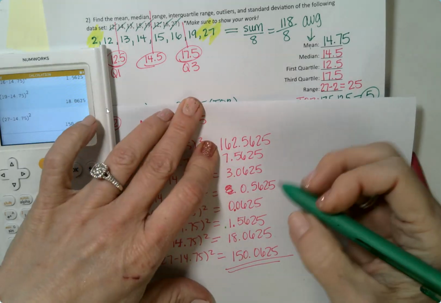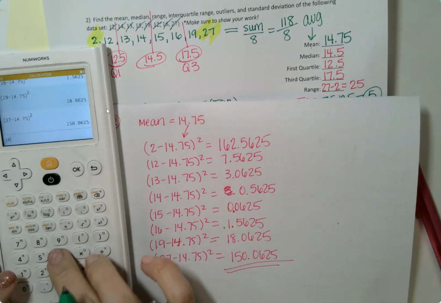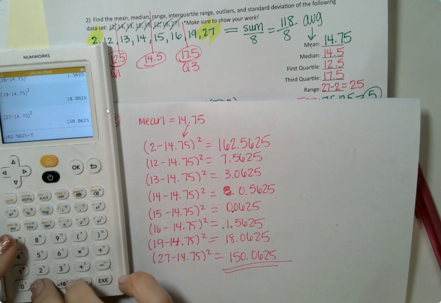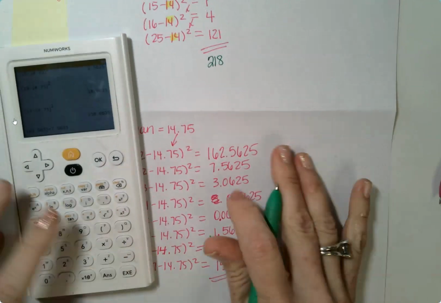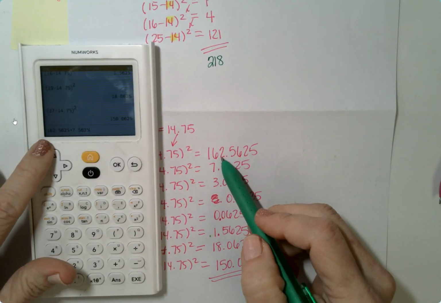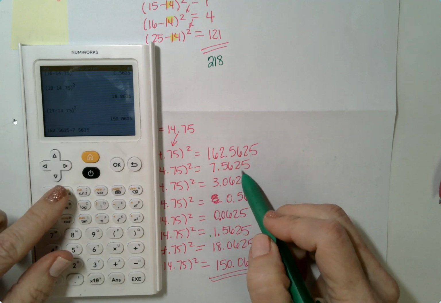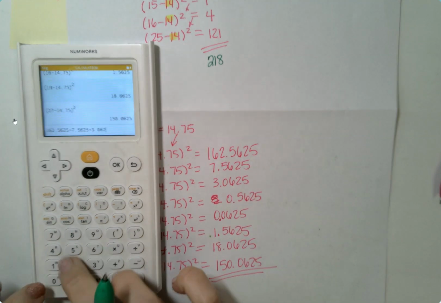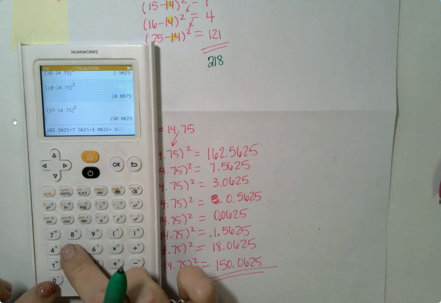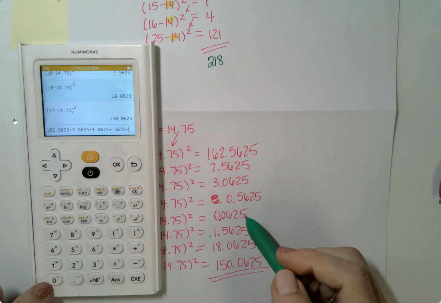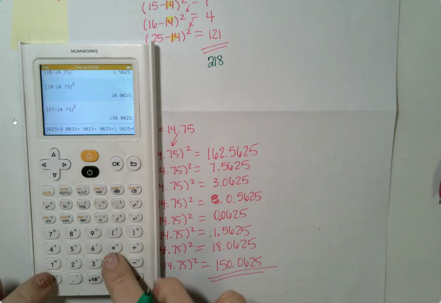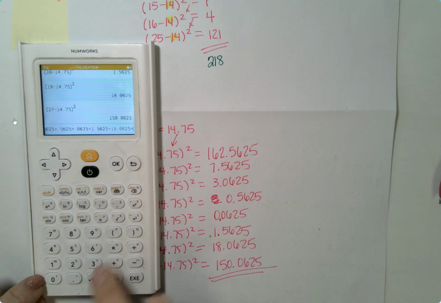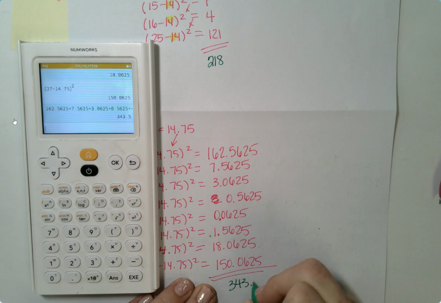All right, so we have all of these. We're going to add all of these up. Okay, so we're just adding these together. 162.5625, 7.5625, 3.0625, 0.5625, plus 0.0625, plus 1.5625, plus 18.0625, plus 150.0625, and I'm going to get 343.50.